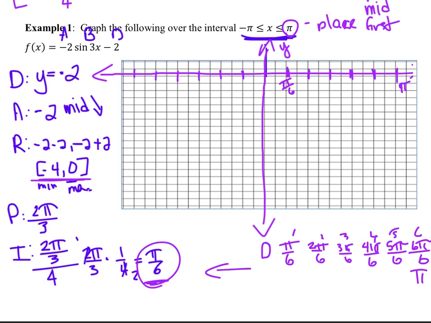Six. Okay, I don't have to label those because I've labeled one already. All right, now we want to label the min, the max, and the midline. So my min and my max are negative 4 and 0. So I'm going to label my 0. Use a different color so you can see it.